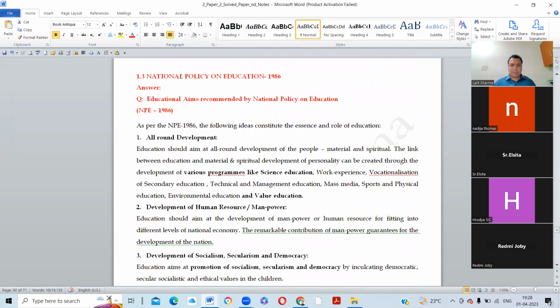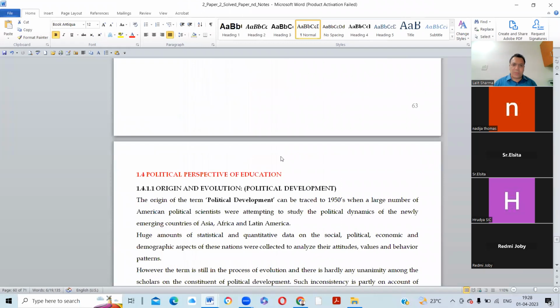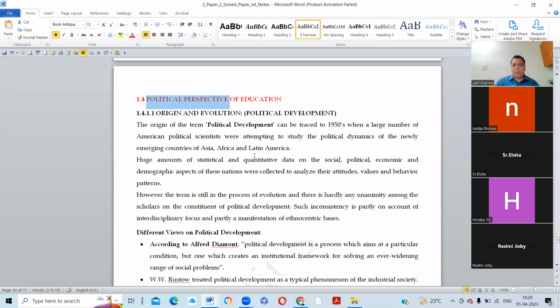उसके बाद NPE 1986, National Policy on Education 1986. Okay, already we have discussed 2-3 times. These notes I have already given to you, but today under one PDF file I have given you everything, right guys? And lastly, political perspective of education.